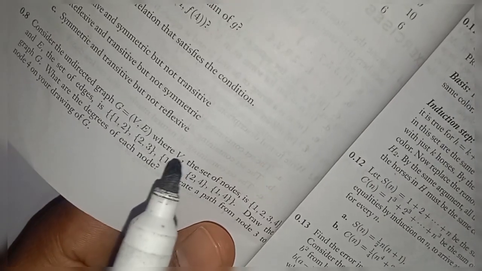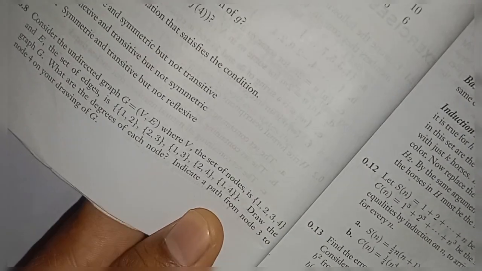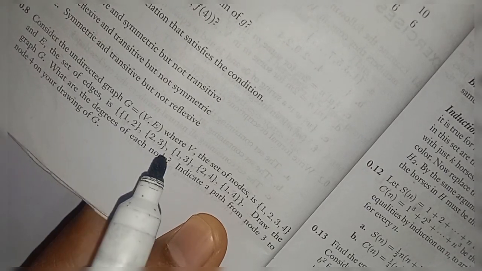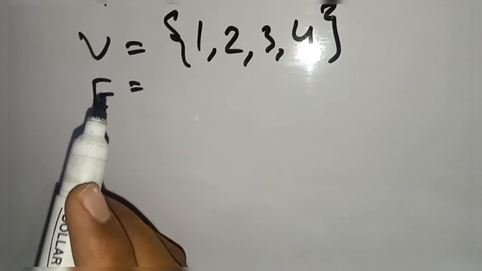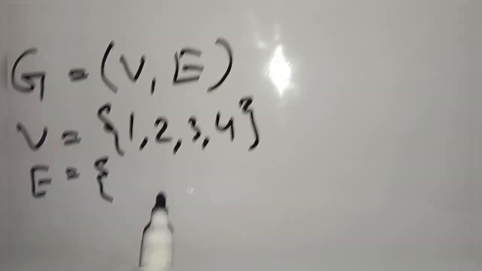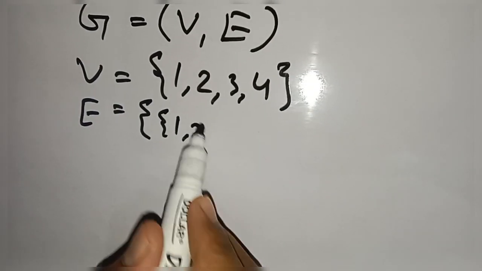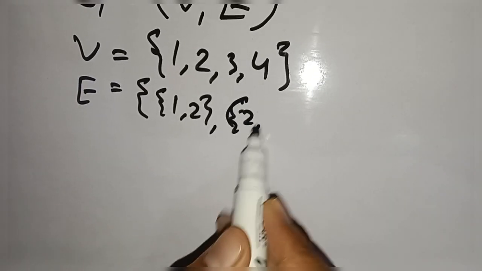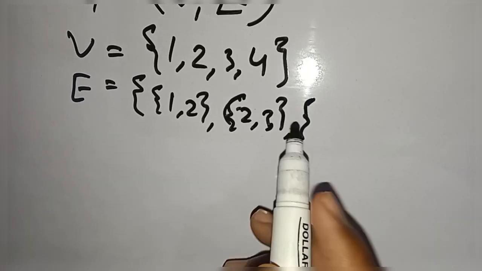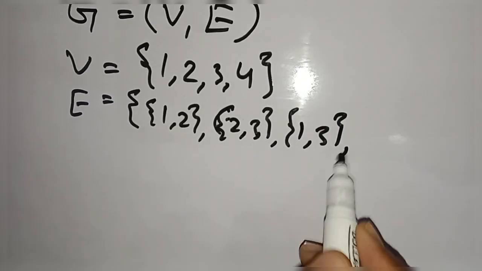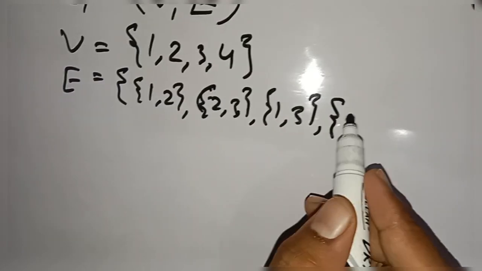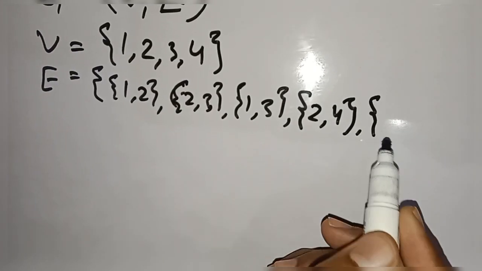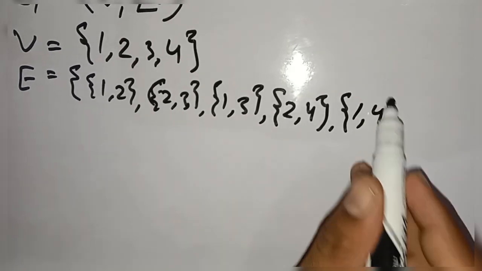The nodes were 1, 2, 3, 4, and the edges are 1 to 2, 2 to 3, 1 to 3, 2 to 4, and 1 to 4. So the set of edges contains the edge 1 to 2, the edge 2 to 3, the edge 1 to 3, the edge 2 to 4, and the edge 1 to 4.